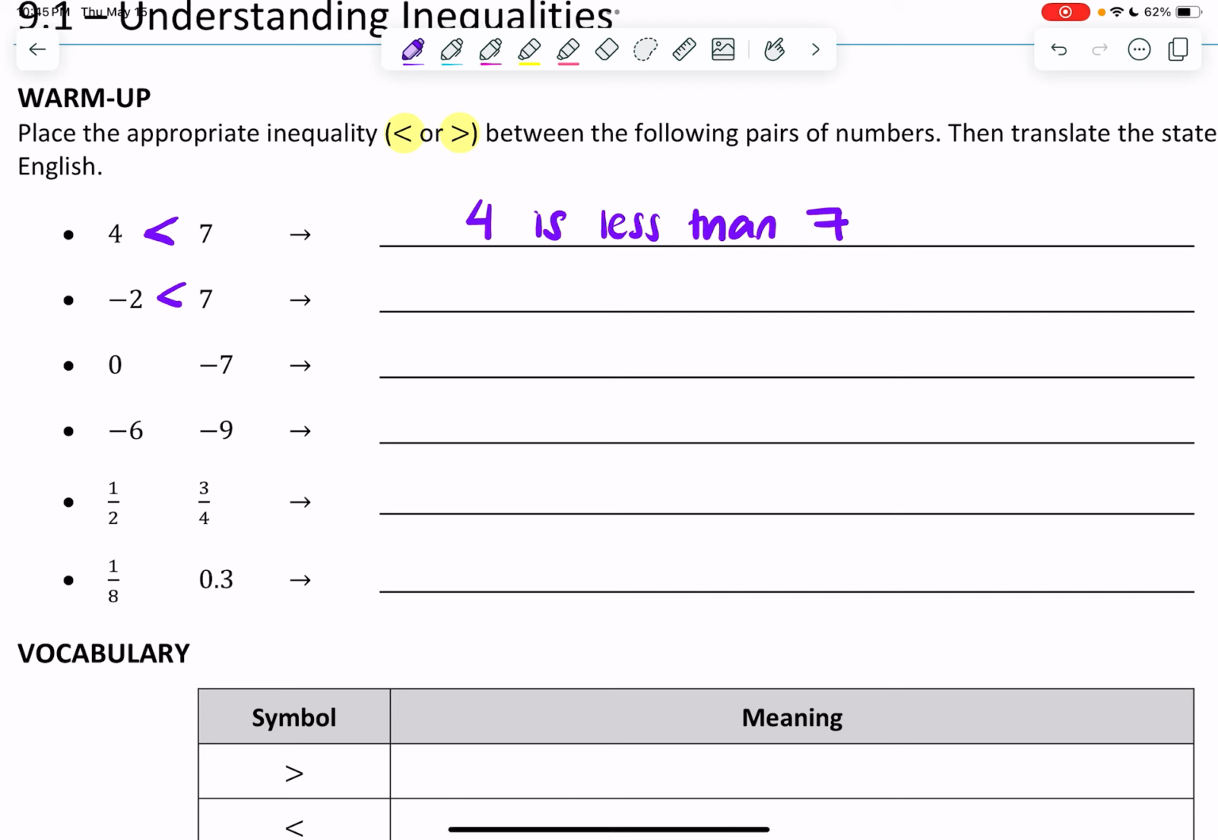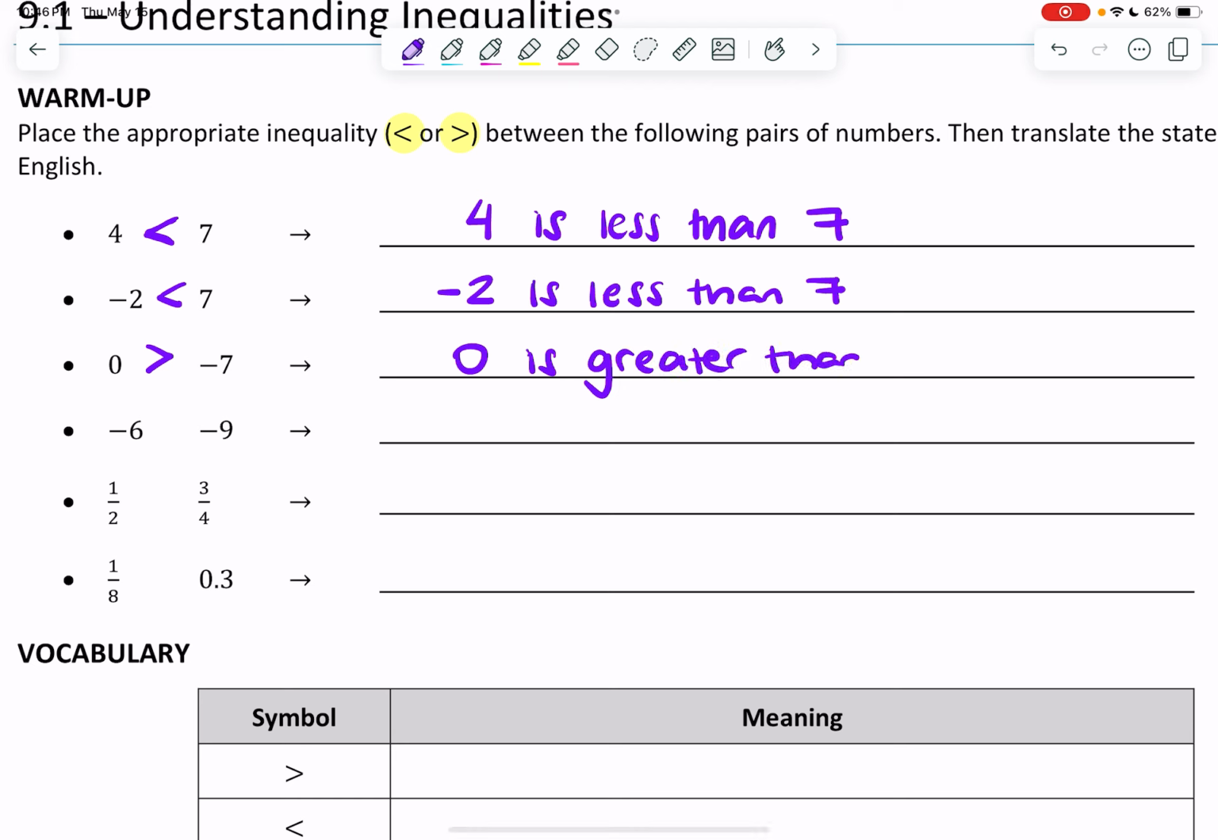So I have -2 is also less than 7. I have 0 greater than -7, though. Greater than -7. I have -6 being greater than -9.